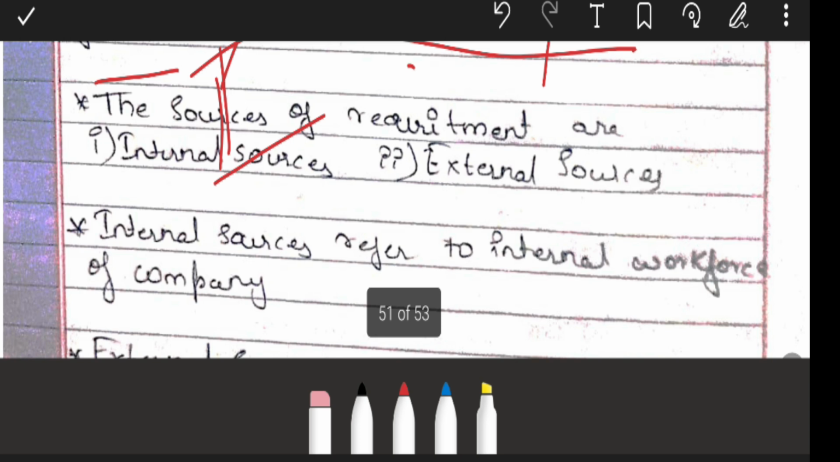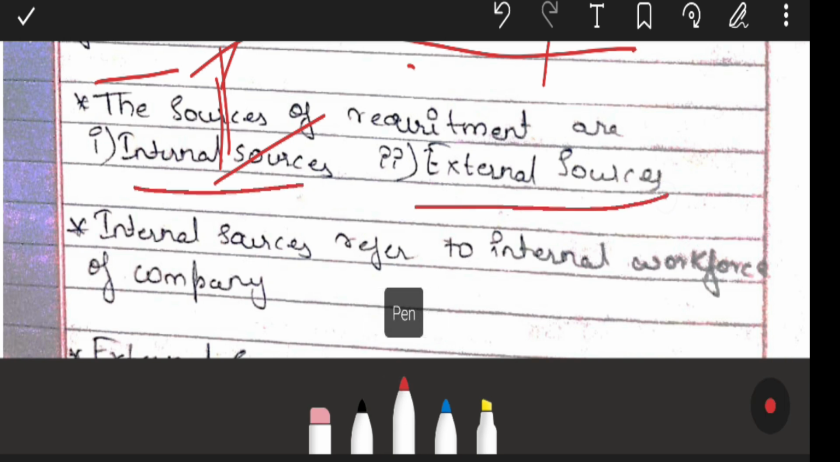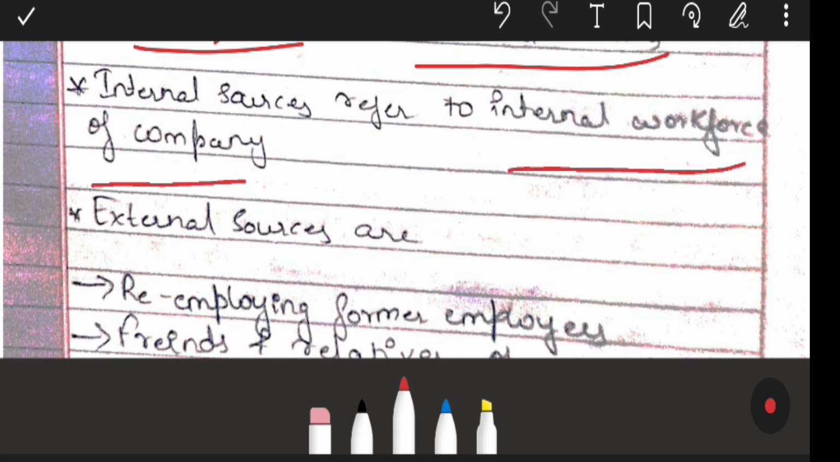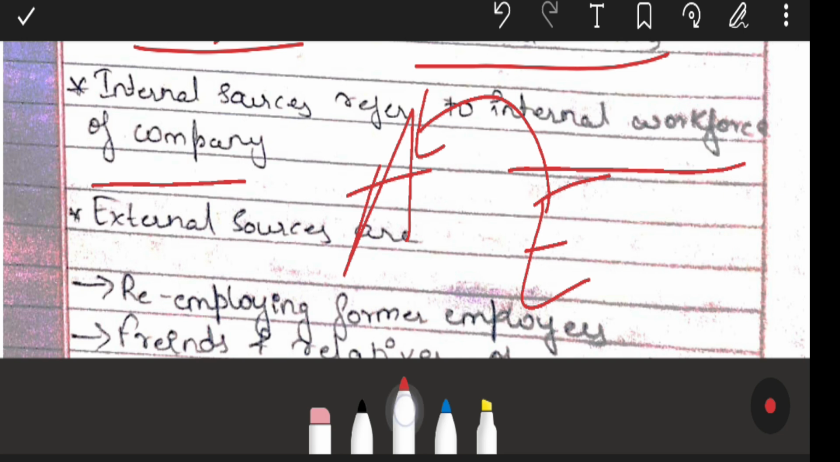The sources of recruitment are internal sources and external sources. Internal sources refer to the internal workforce. For example, if the accounts section needs someone, a person from the engineering department can be transferred to the accounts section. This is known as an internal source: transferring an employee from one department to another.